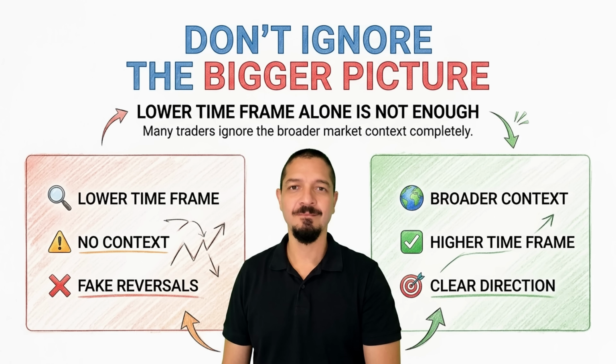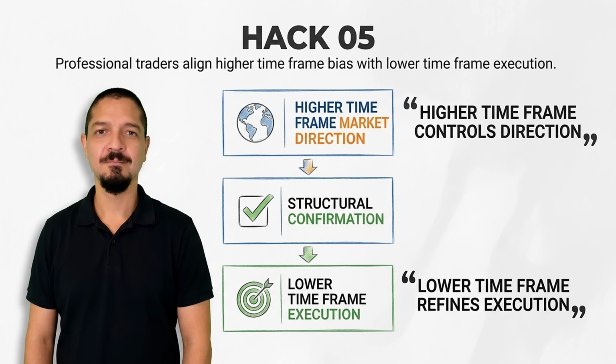However, liquidity alone is not enough. One of the biggest mistakes traders make is focusing only on the lower time frame, while completely ignoring the broader market context. This is exactly why many traders get trapped taking reversals against the higher time frame direction without even realizing it. That brings us directly into hack number 5, because one of the biggest reasons traders misread market structure is the lack of higher time frame alignment.